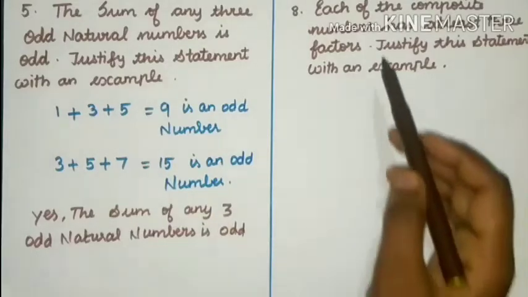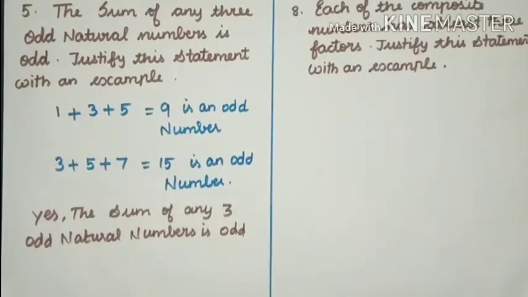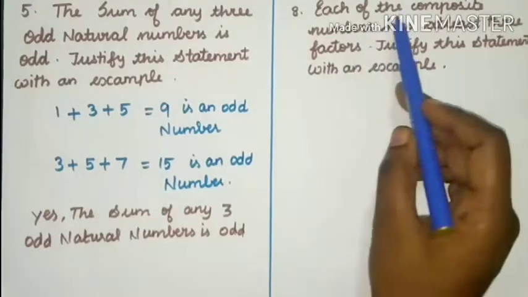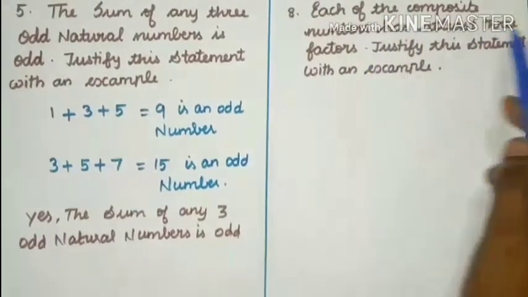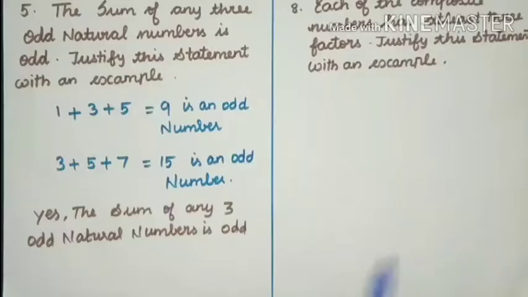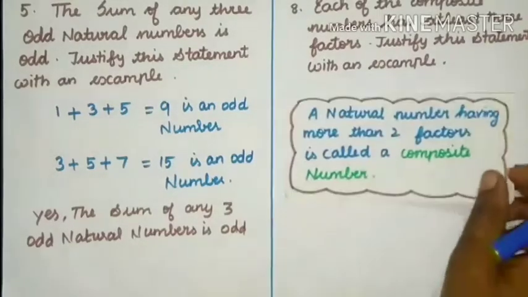Eighth sum. Each of the composite numbers has at least three factors. Justify this statement with an example. We have to justify the statement: each of the composite numbers has at least three factors. For that, first you have to recall the definition of a composite number.